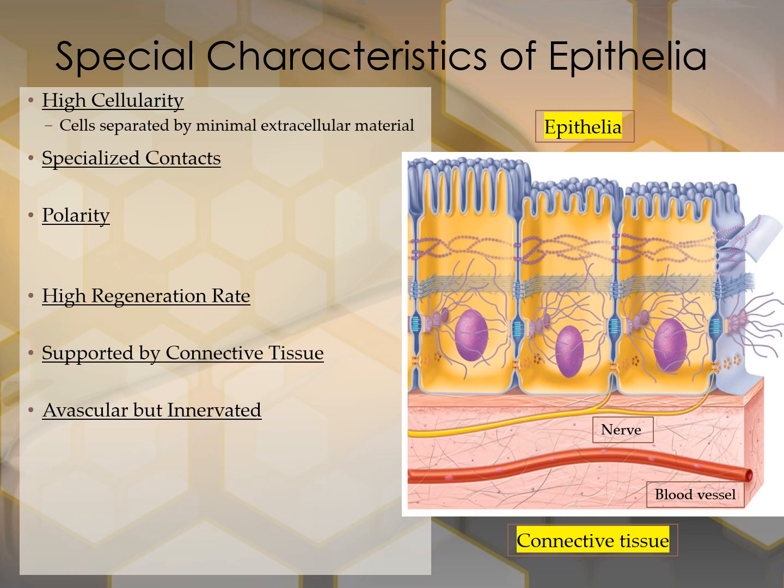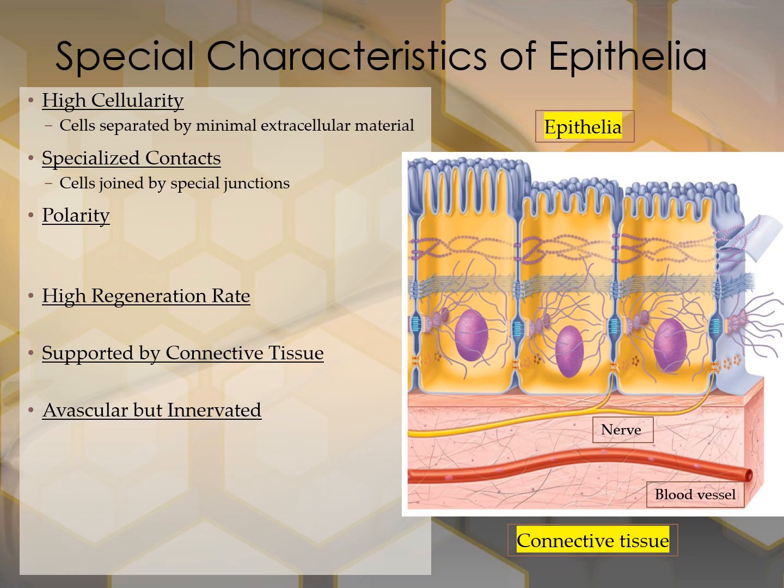So they're kind of crammed together, and they have these specialized contacts. Because they're all smushed up against each other, their surfaces are going to be touching. And they're actually joined by special junctions. And we'll talk a little bit more about that in a little bit.